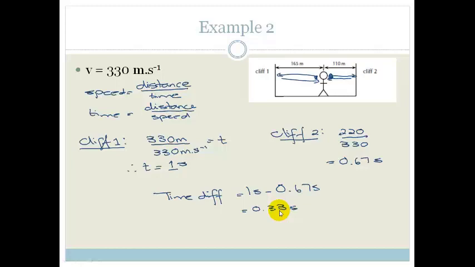Admittedly, that's quite a lot bigger of a time gap than our 0.33 seconds, which is a third of a second. Right, grade 10s, I hope you now know how to use the wave equation and the speed equals distance over time equation to work out distance when it comes to problems with echoes.